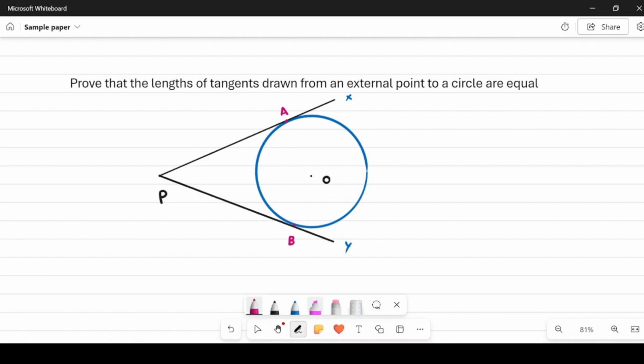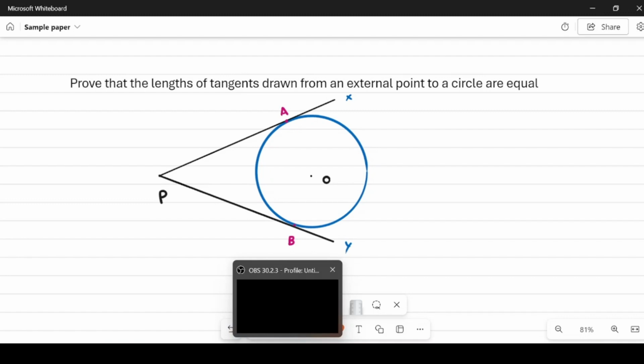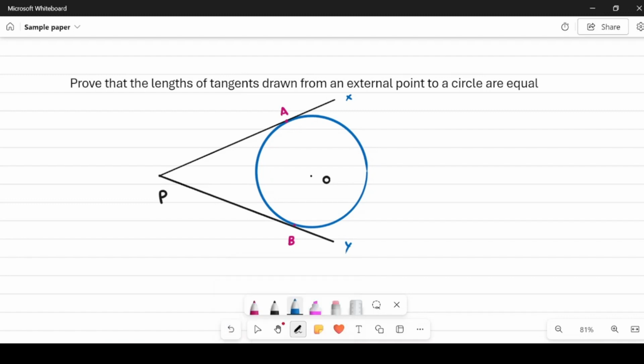What do you mean by length of the tangent? See here, PX is a tangent. We can extend this tangent to any length, right? So we cannot measure this length. So what do you mean by length of the tangent? Length of the tangent is a part of the tangent, or the segment of the tangent, from the external point P to the point of contact.